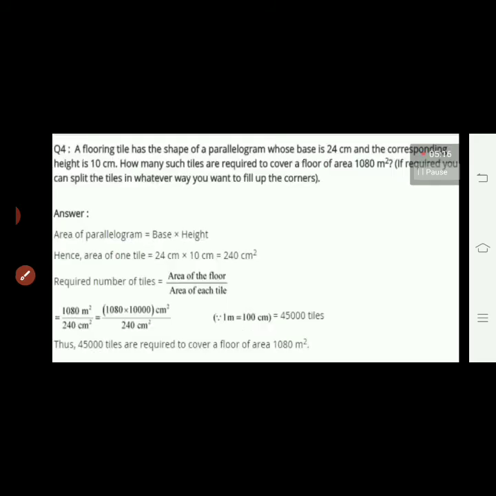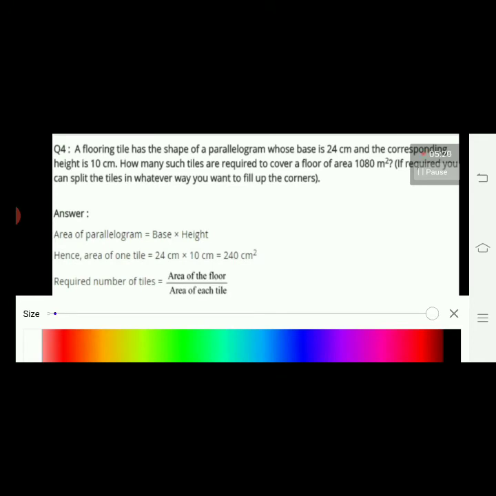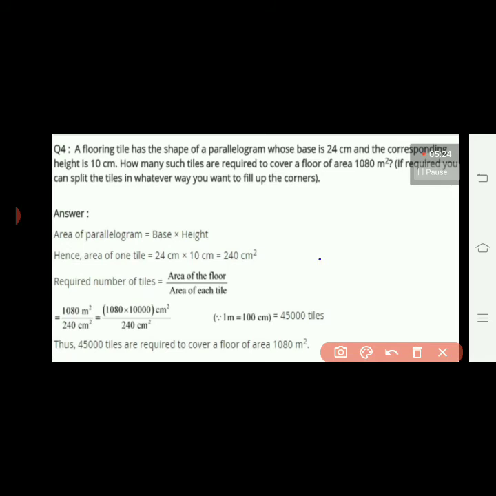Now question number 4. In question number 4 they are saying that a flooring tile has the shape of a parallelogram whose base is 24 centimeter and corresponding height. Tiles are laid in the room, and its base and height are given to you. Okay, how many such tiles are required to cover a floor of the area 1080 meter square? This is the full area where you have to lay the tiles.